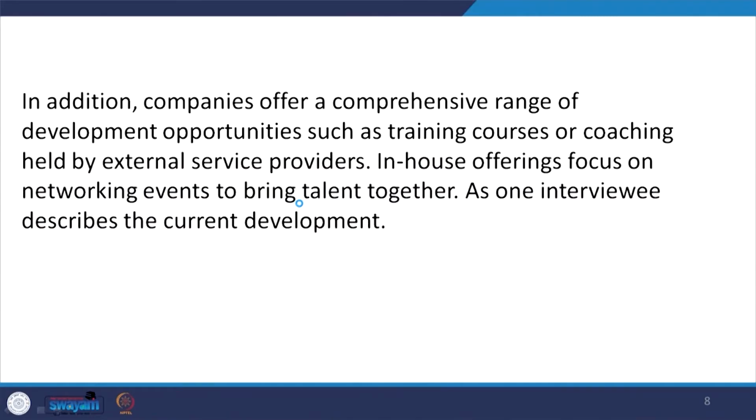In-house offerings focus on networking events to bring talent together, and therefore it becomes very important that networking events are held for the talent that has been brought together. As one interview describes the current development, in this case the example is also taken.